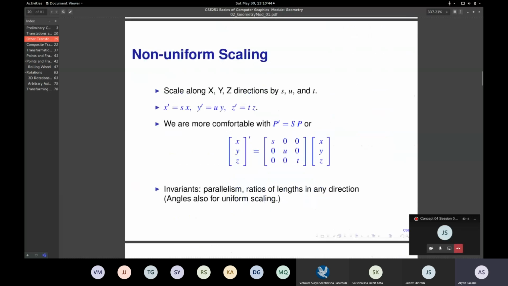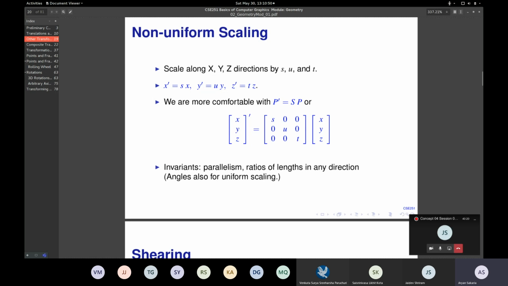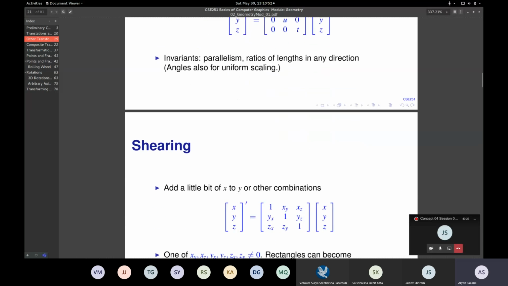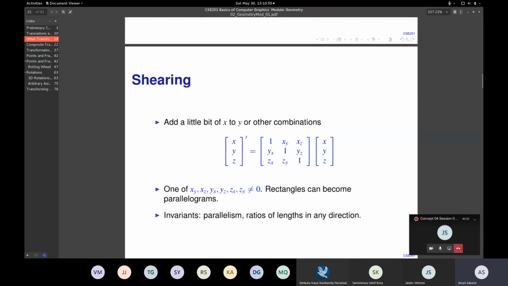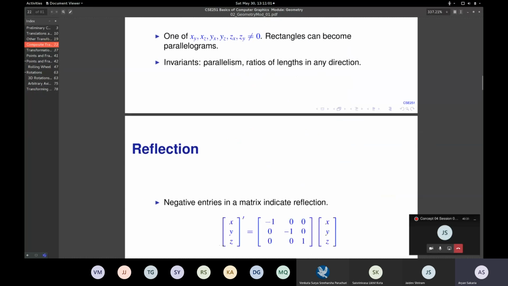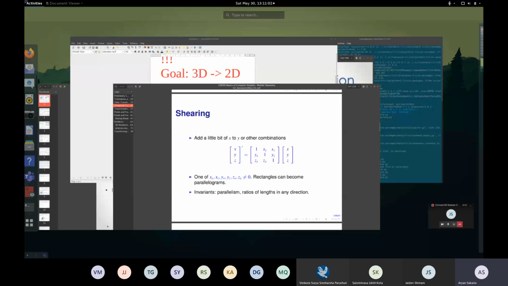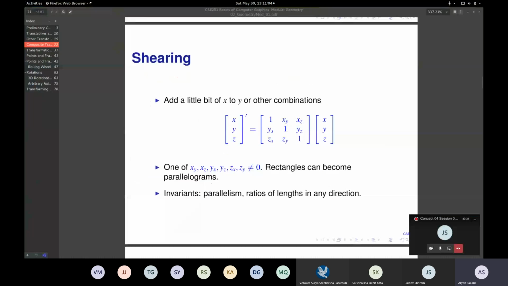Scaling is just a diagonal matrix, and you can scale any of your dimensions. So a square could become a rectangle or something like that. Shearing is where you have this matrix, not skew symmetric, and you get sheared rectangles. Something like, let me just see an example.